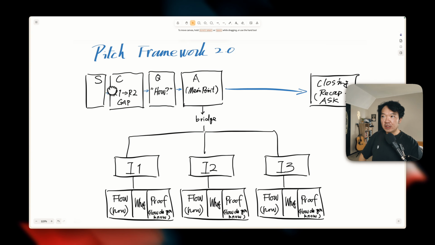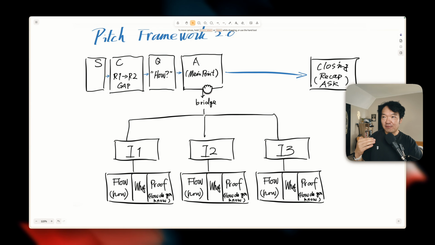And then you show them the conflict, which is what is the current result, and what is the expected result. So between the current result and expected result, there should be a gap. And the gap is about how you can fill it, how you can get this right, so that you can get the expected result. And then you give this answer, like this is my answer. And you might have some bridge sentence in the middle to bridge it.